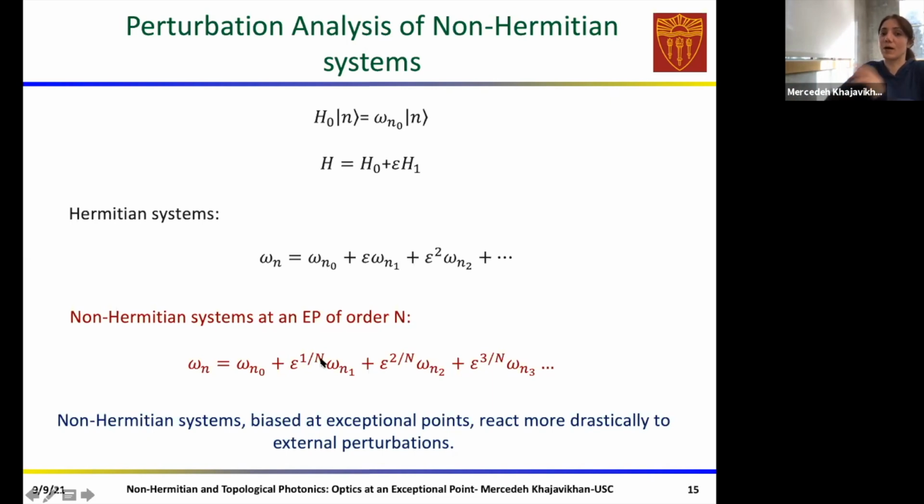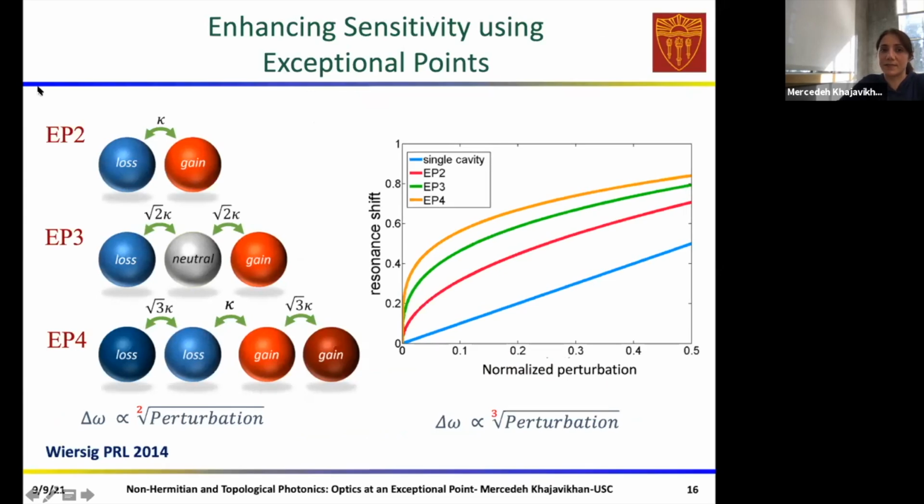So as you go to higher and higher order exceptional points, you can fundamentally, and this is what's important here, because this has nothing to do with changing any arrangement, it's just that you design a system that is biased at an exceptional point of order n, and you immediately get an enhancement of the sensitivity that is on the order of the nth root of epsilon. So again, to give you an example, this is how we are generating these exceptional points of different orders.